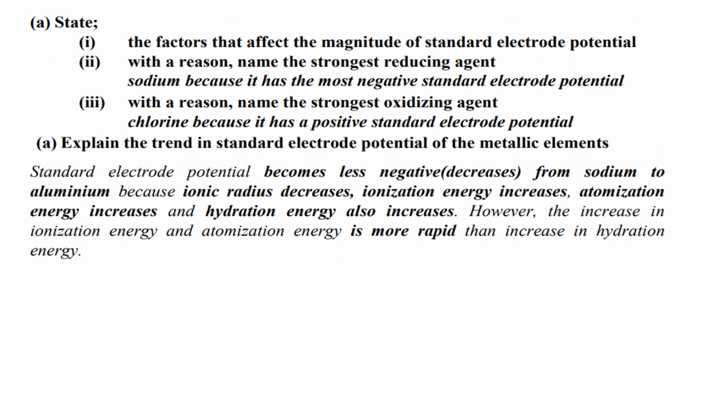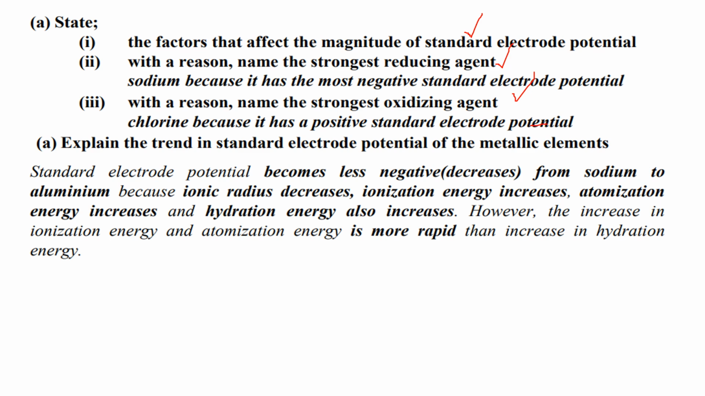So with that, the questions are going to include the following. Roman number 1, you're going to state the factors that affect the magnitude, which I've already talked about. You give the reason for the strongest reducing agent, which I've already given an example about. You also name the strongest oxidizing agent, and you have also looked at that. Here it is going to be sodium because it has the most negative standard electrode potential. The strongest oxidizing agent is going to be chlorine because it has a positive standard electrode potential.